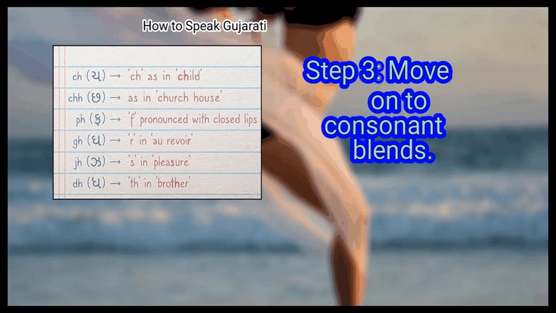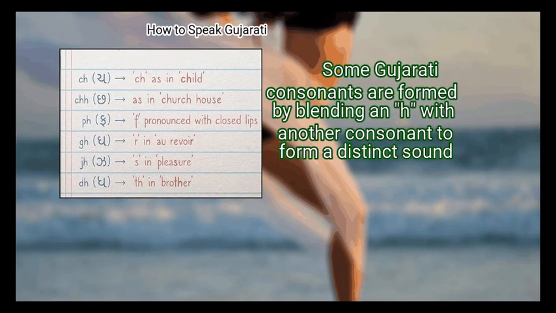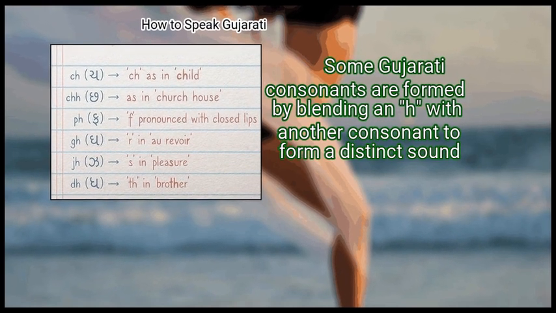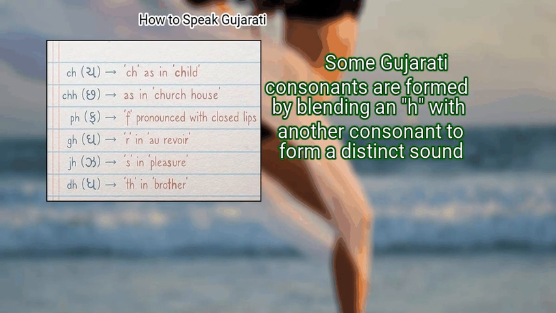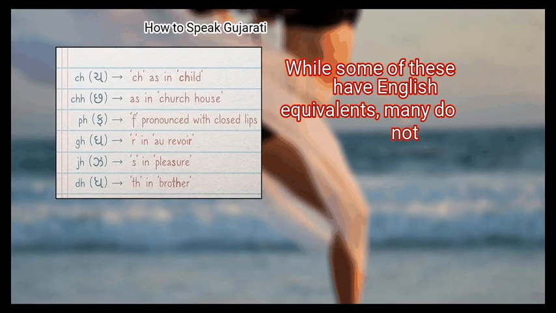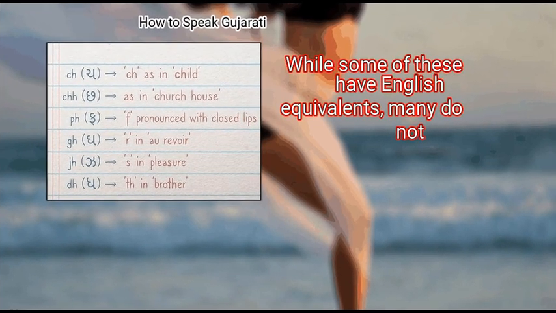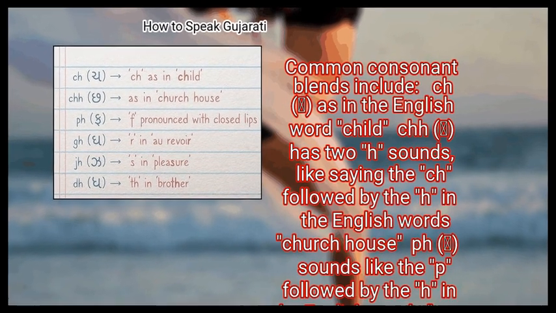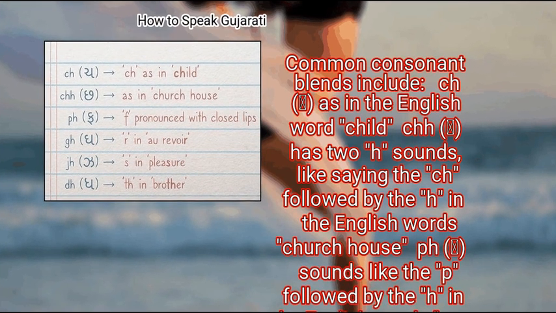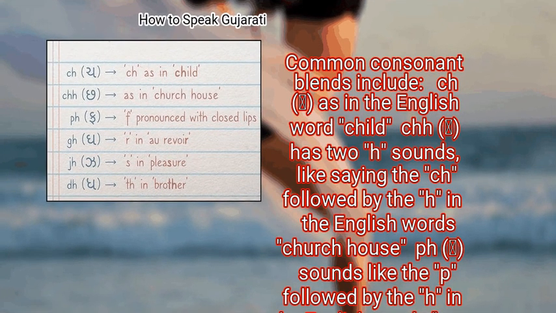Finally, move on to consonant blends. Some Gujarati consonants are formed by blending an H with another consonant to form a distinct sound. While some of these have English equivalents, many do not. Common consonant blends include CH, K, as in the English word, child.